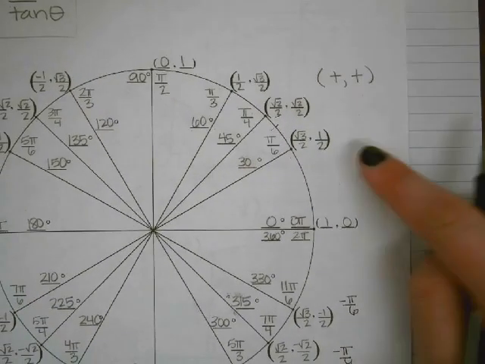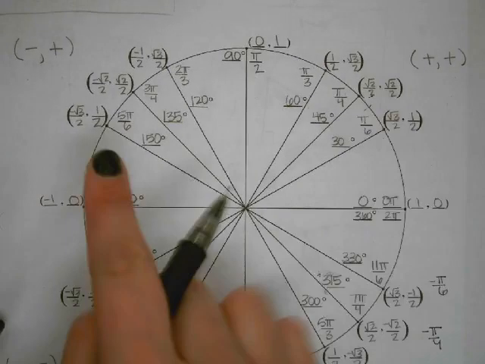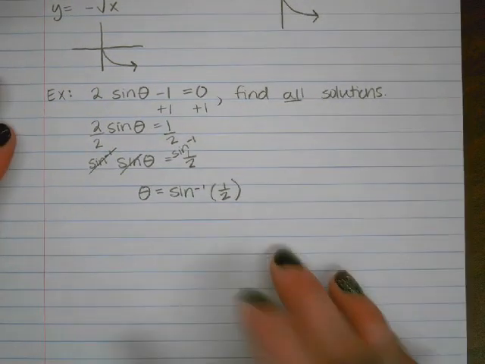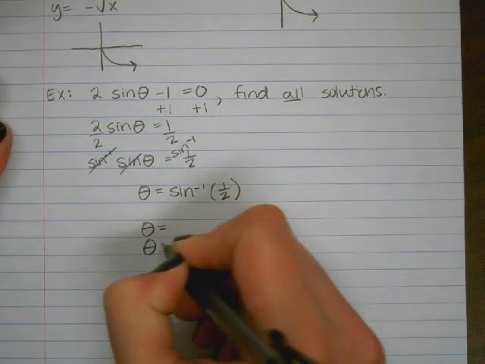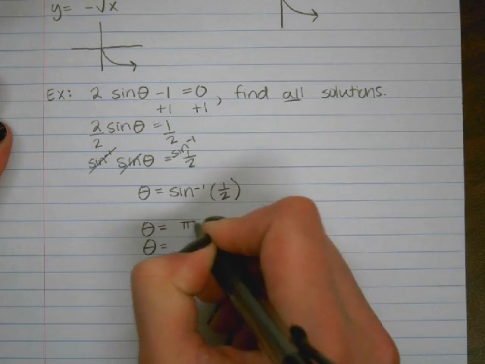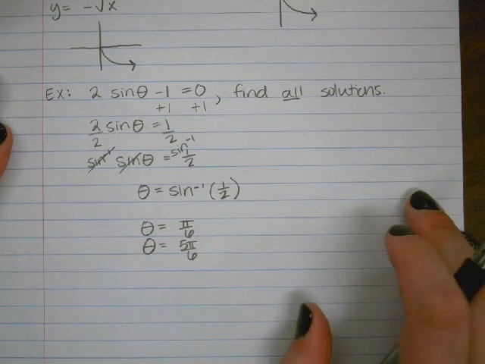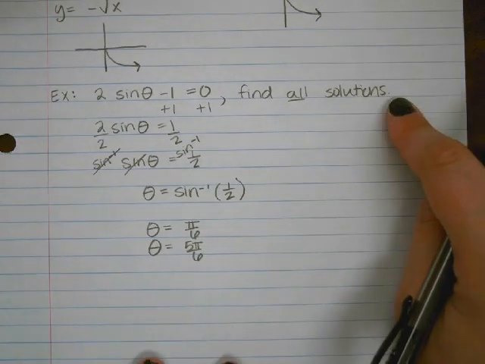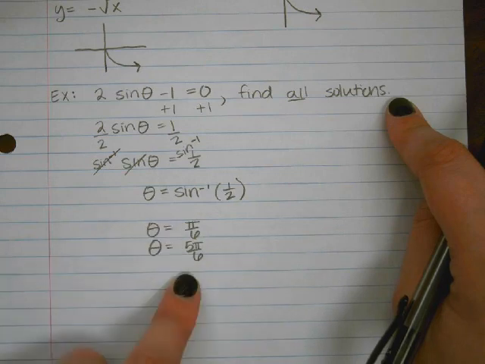And I can see it happens in 2 places. It happens right here at pi over 6, and it happens over here at 5 pi over 6. So I'm going to write that there are 2 answers on the unit circle: theta equals pi over 6 and 5 pi over 6. Now, if they had given us in the original problem that we were only supposed to find the solutions between 0 and 2 pi, then we would be done, because these are the solutions between 0 and 2 pi.